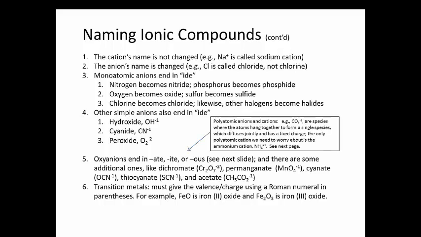Now let's go back to the number 5, the oxyanions. You might be wondering, what is an oxyanion anyway? We'll have a next slide in which we'll talk about oxyanions. But in a larger sense, oxyanions are also what we could call polyatomic anions. And there are polyatomic cations.